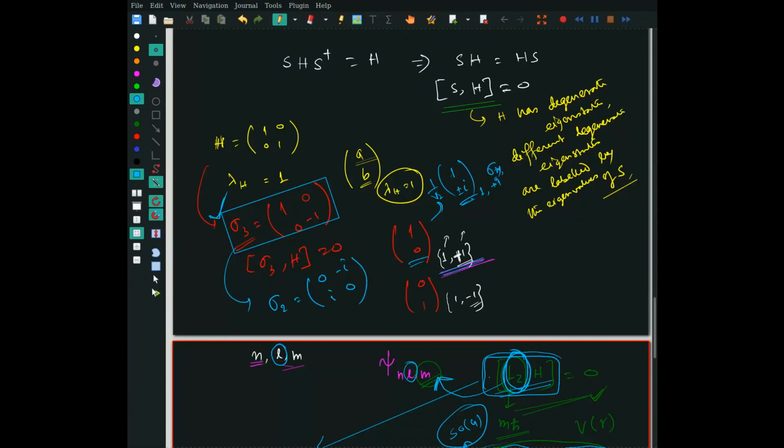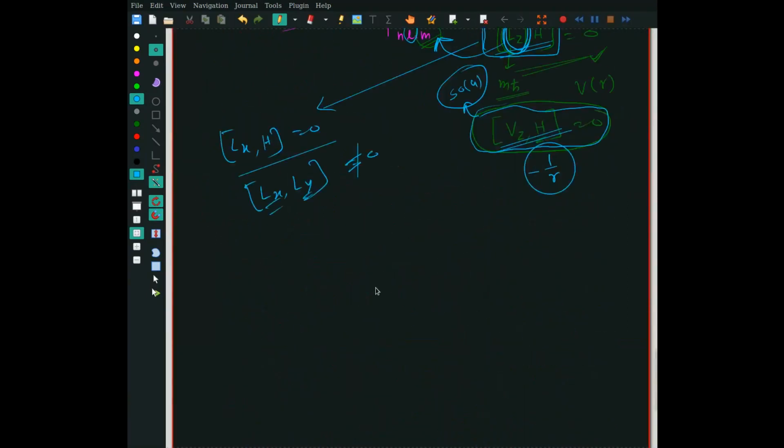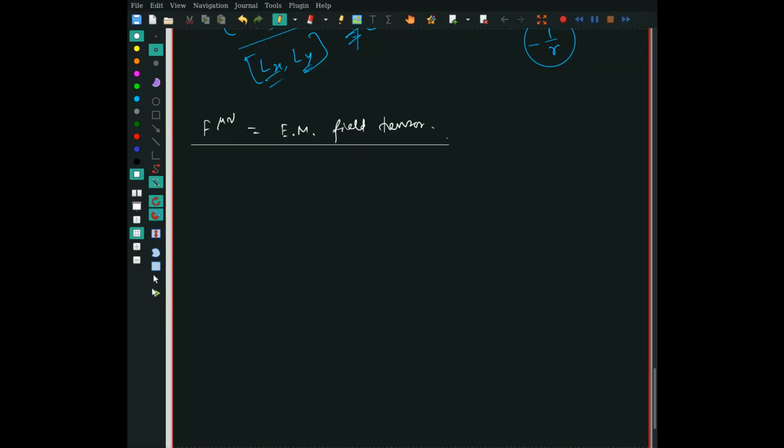So let me move on from this brief aspect of quantum mechanics. There is one additional comment that I would like to make. I come back to something I introduced earlier called F mu nu, which I called the electromagnetic field tensor. And we sort of found it in a bottom-up approach.